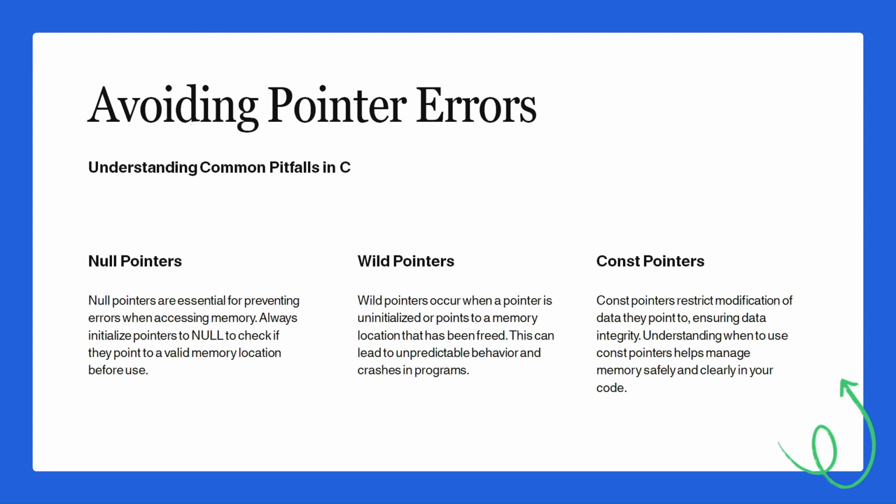Second one is the wild pointer. A wild pointer occurs when a pointer is utilized or points to a memory location that has been freed. This can lead to unpredictable behavior and crashes in the program. Third one is constant pointers. Constant pointers restrict the modification of the data they point to, ensuring data integrity. Understanding when to use the constant pointer helps to manage memory safely and clearly in your code.